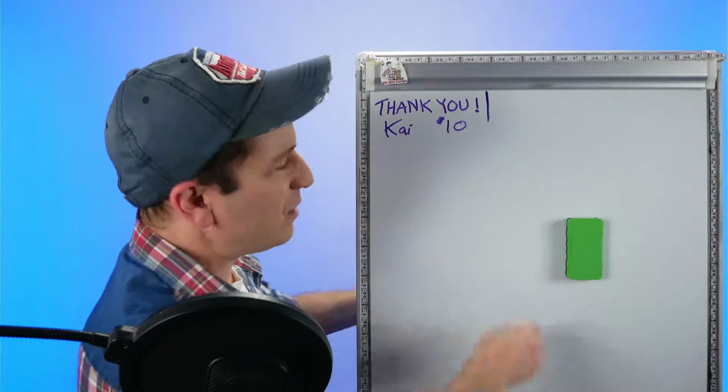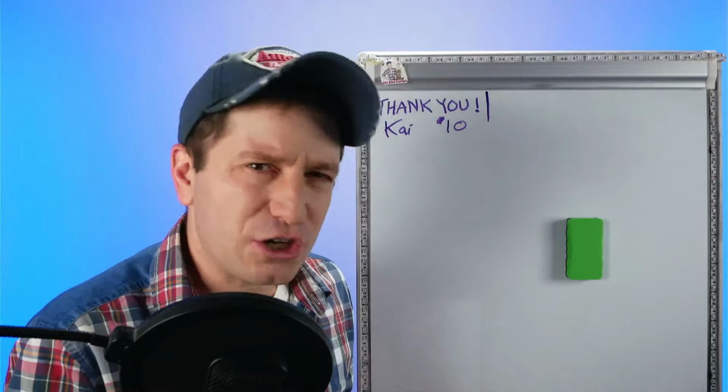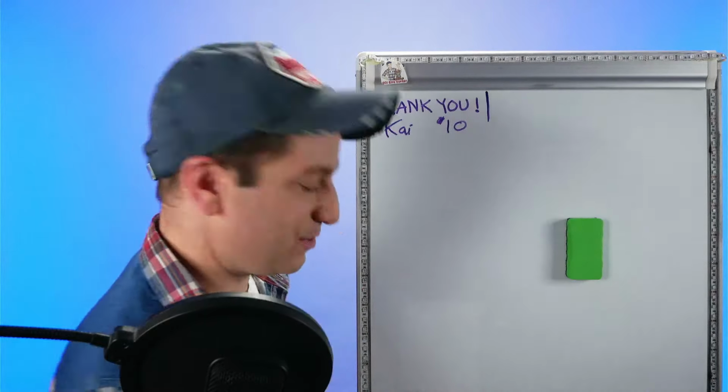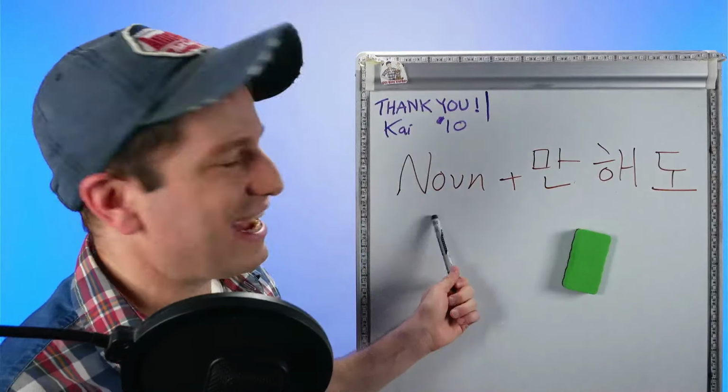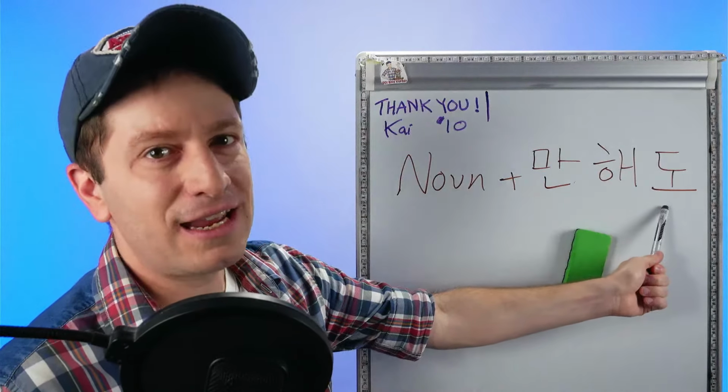And with that, let's get into our lesson for today. We're going to be learning about an intermediate topic, which is actually like a particle. It attaches directly after a noun, and it's really easy to use. Here's how it works. You take a noun and you attach 만, followed by 해도.